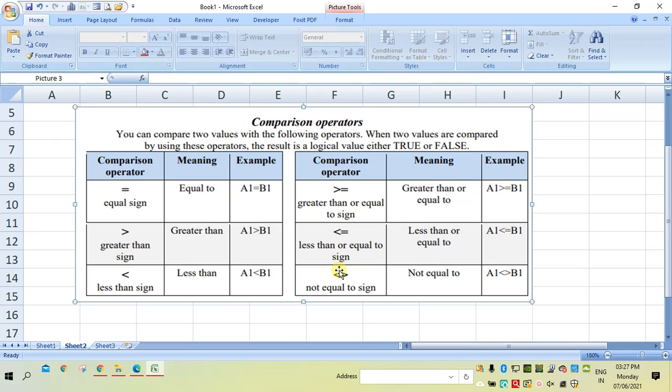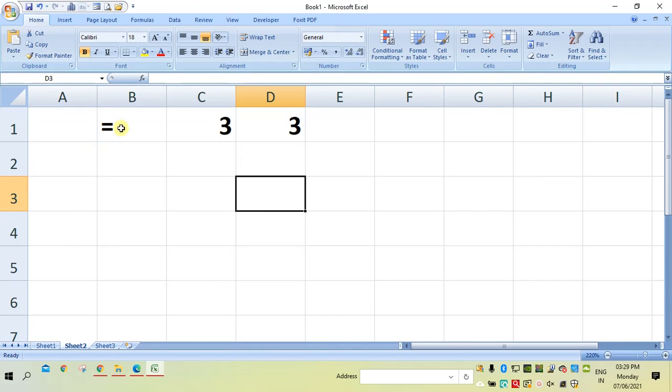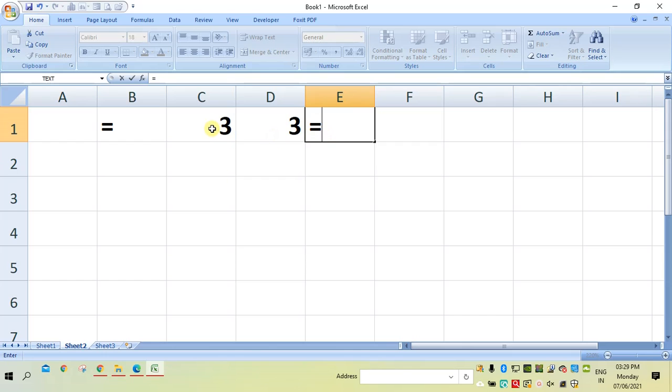This is the equal to symbol, which is used to compare two numbers. Now let me compare the number present in the C1 cell and the number present in the D1 cell. To compare, the formula will be like this: equal to, C1 is compared with D1. I am saying that C1 is equal to D1. If it is true, then it will say true. Here it is saying true. If both are not equal, then it will give you the result false.